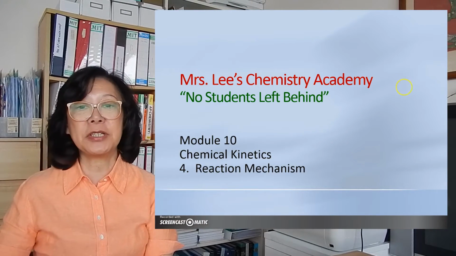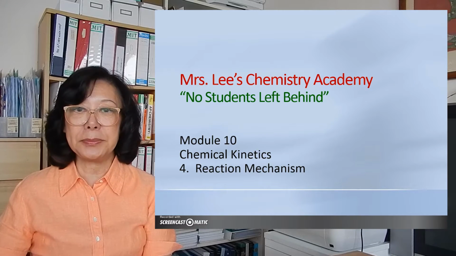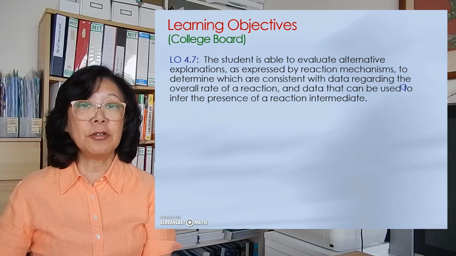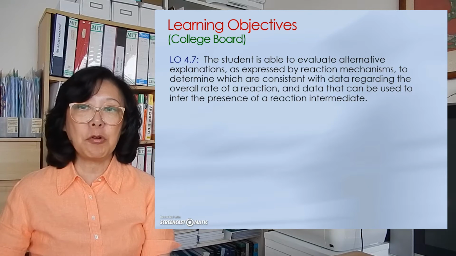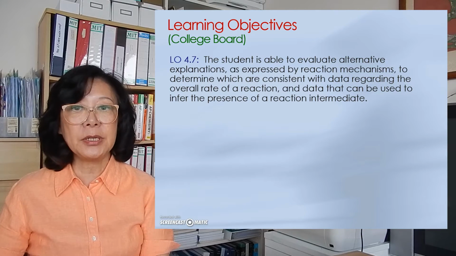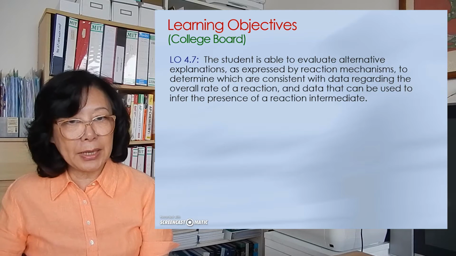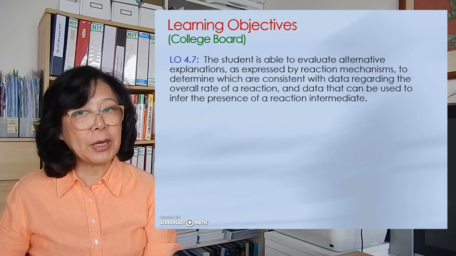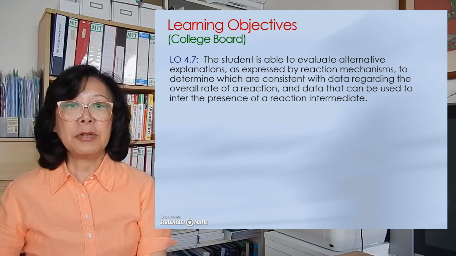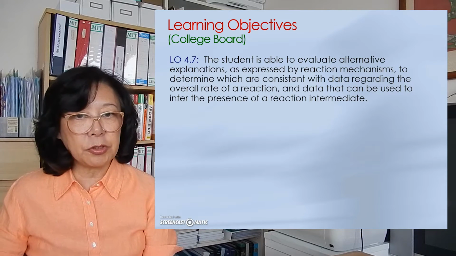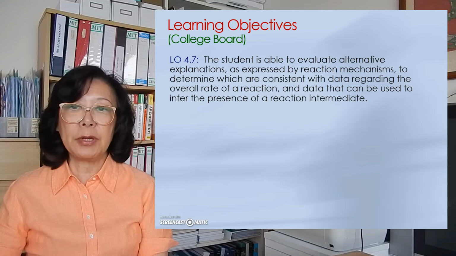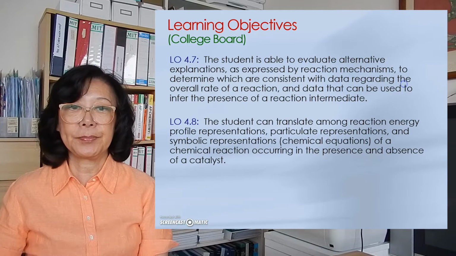Today we are going to focus on reaction mechanism. Tying to the learning objective from College Board 4.7, students are able to evaluate alternative explanations expressed by reaction mechanisms to determine which are consistent with data regarding the overall rate of a reaction and data that can be used to infer the presence of a reaction intermediate.